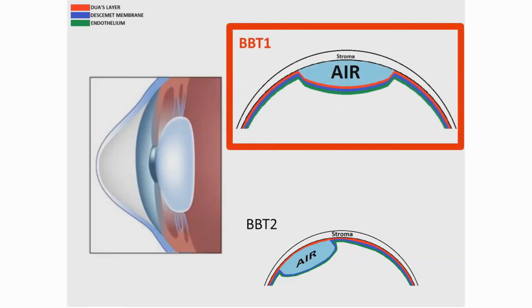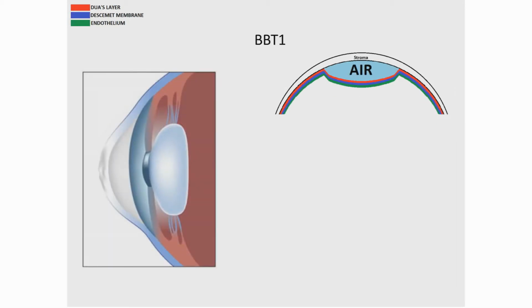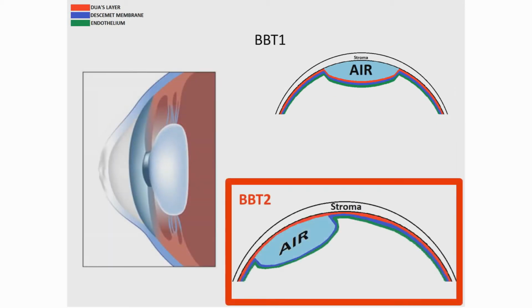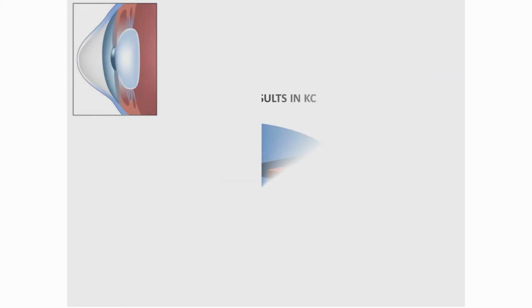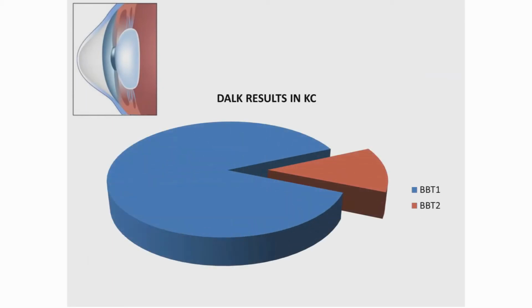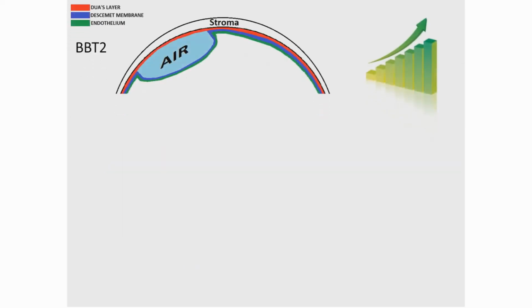Keratoconus patients had significantly higher number of type 1 big bubble compared to patients with corneal scars and corneal dystrophies, whereas patients with corneal scarring had higher number of type 2 big bubble compared to keratoconus and corneal dystrophy groups. In keratoconus patients, 83.8% of patients had type 1 big bubble and 2.6% had type 2 big bubble.